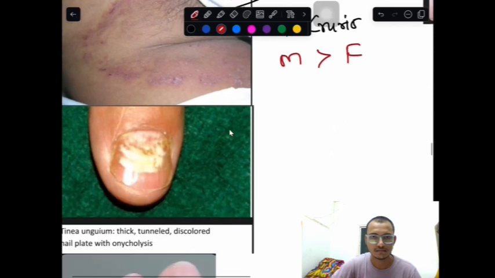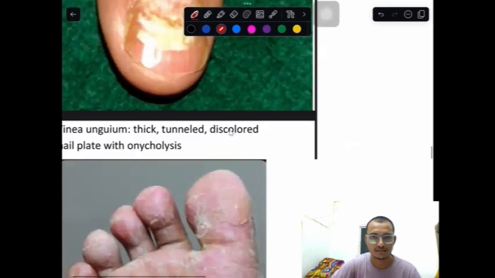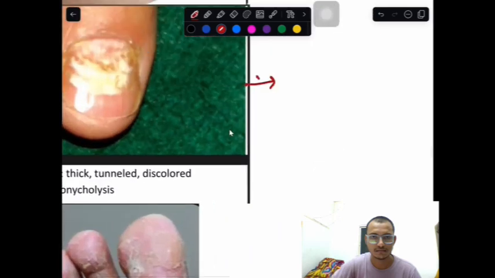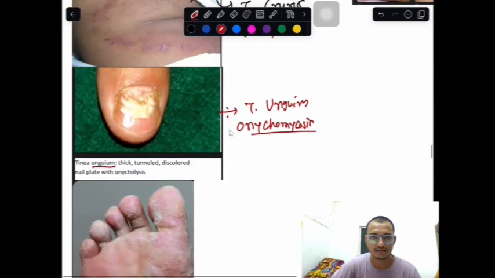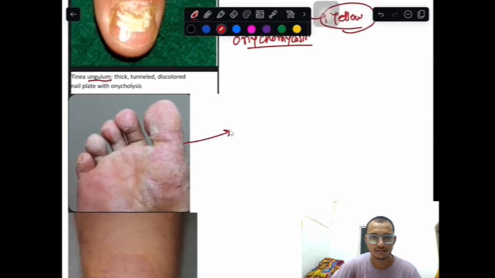Now this is Tinea unguium. The other name is onychomycosis. It shows a thick, discolored nail plate with onycholysis. They are mostly yellow colored. Which area is this? The foot area. We will call this Tinea pedis.